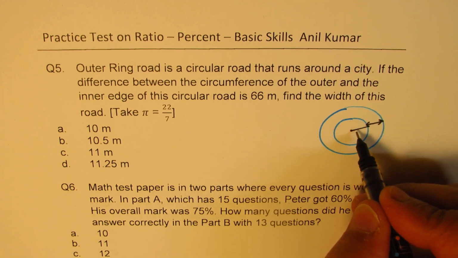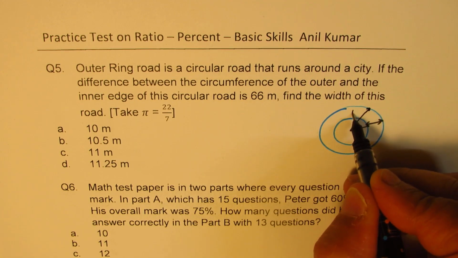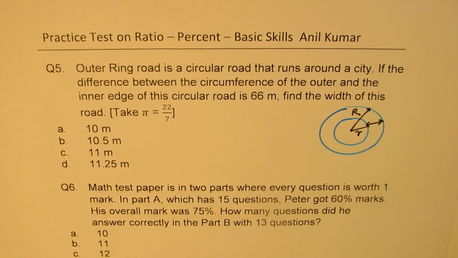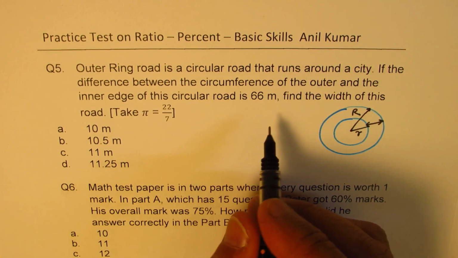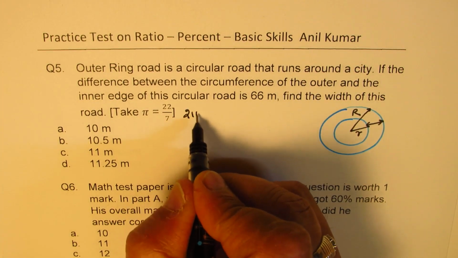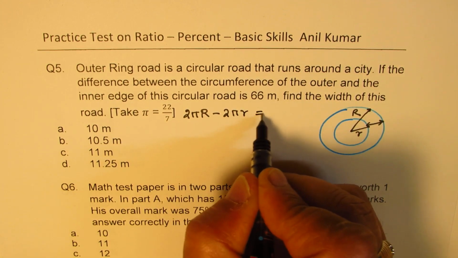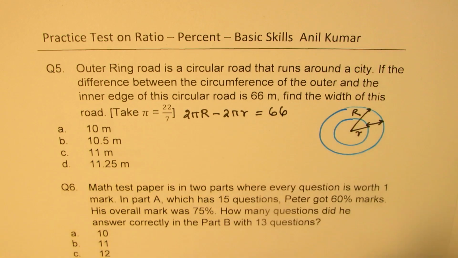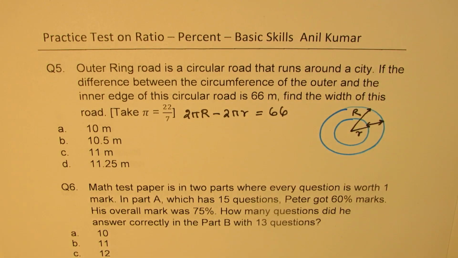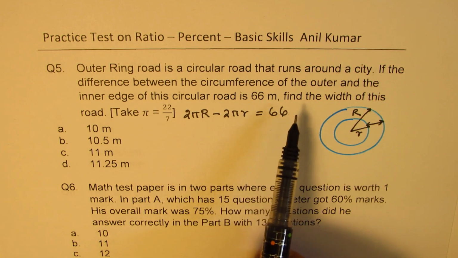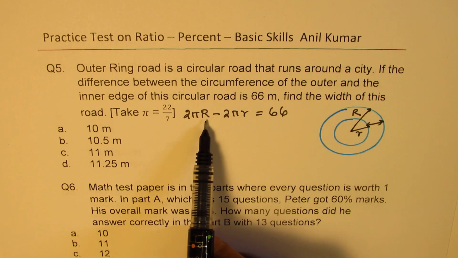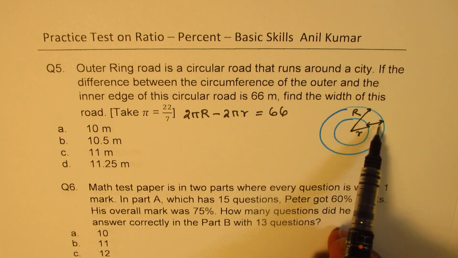So let us say capital R is the outside radius, small r is the inside radius. In that case, we know 2 pi capital R minus 2 pi small r, that difference, is 66. Is it clear to you? That's what it means, right? Now, we need to find the width. That means we need to find capital R minus r, right?